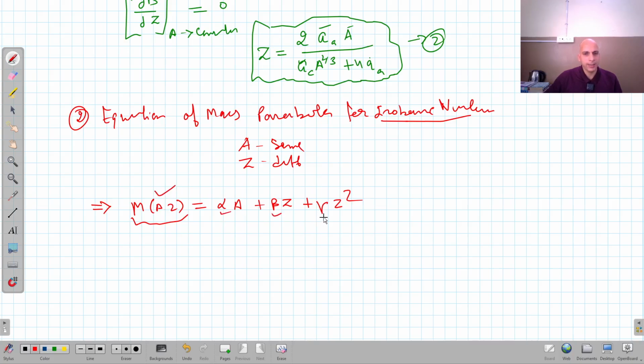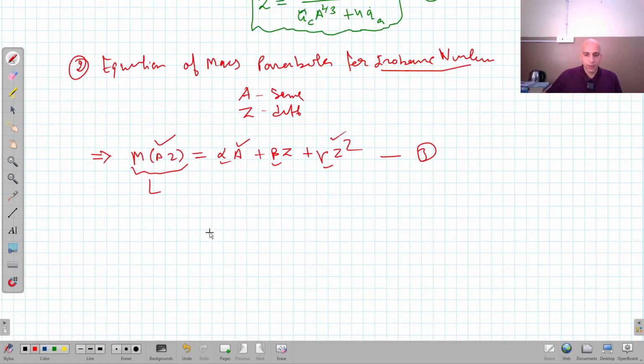Here alpha, beta and gamma are constants and they are already defined, so I'm not going into all that. But the thing of importance here is, if I look at this equation number 3, then this equation is a quadratic equation in Z, right? Alpha A, beta Z. A is also constant. Alpha, beta, gamma are constants. So this is a quadratic equation in Z. So if I plot M(A,Z) versus Z, I should get a parabolic graph. So I am going to plot it here.